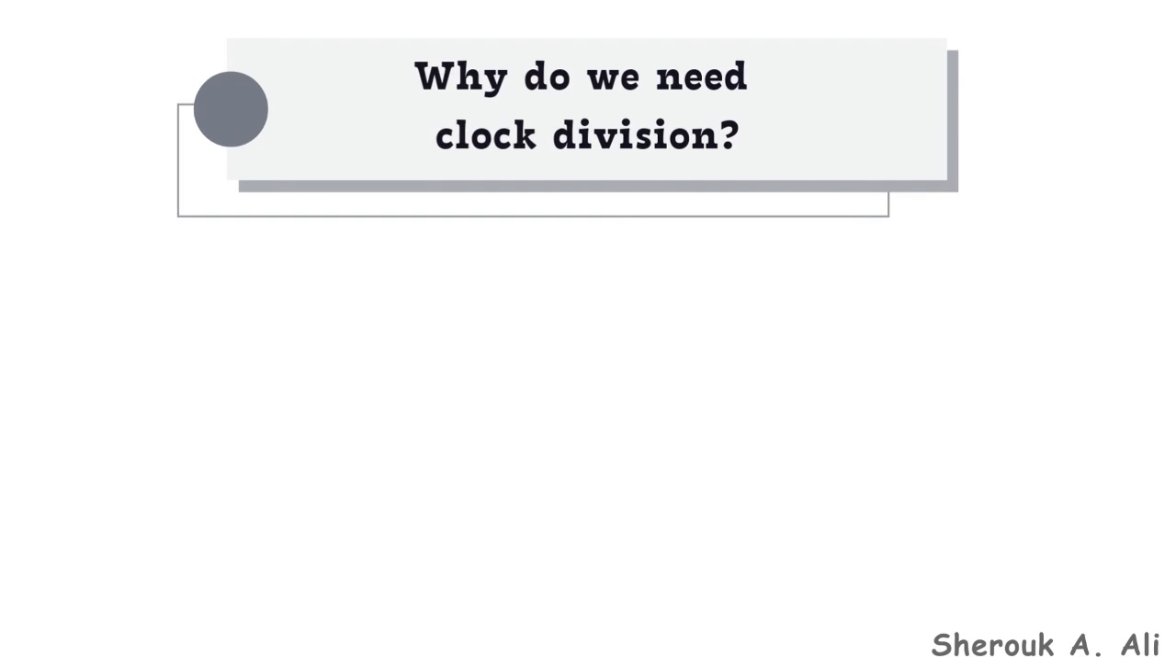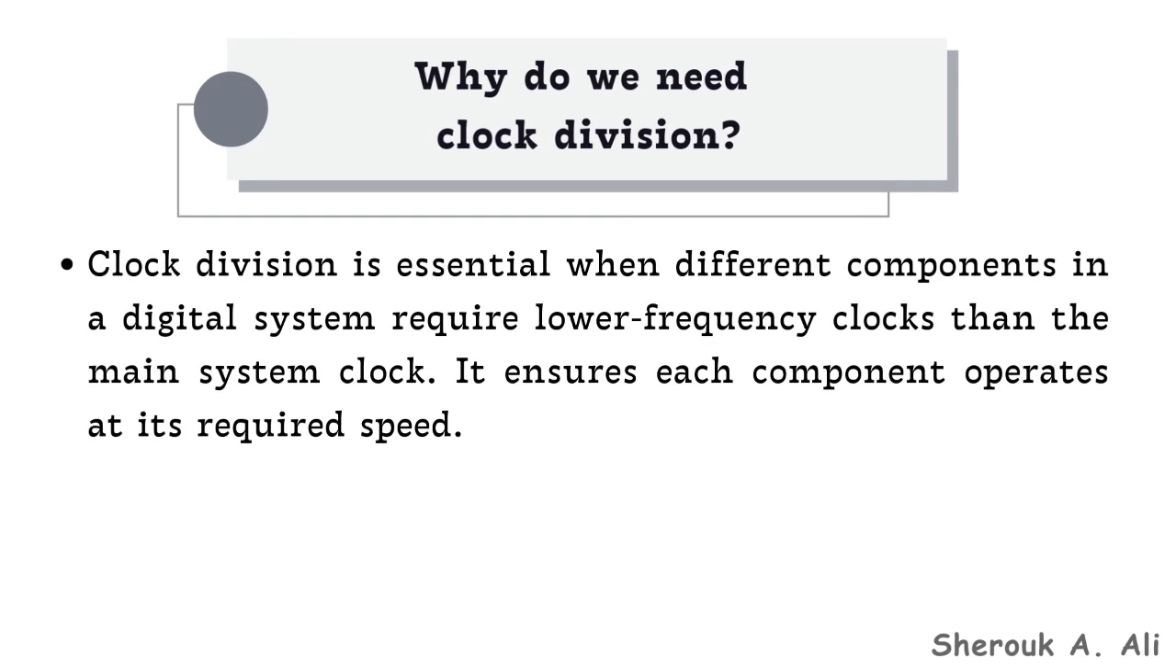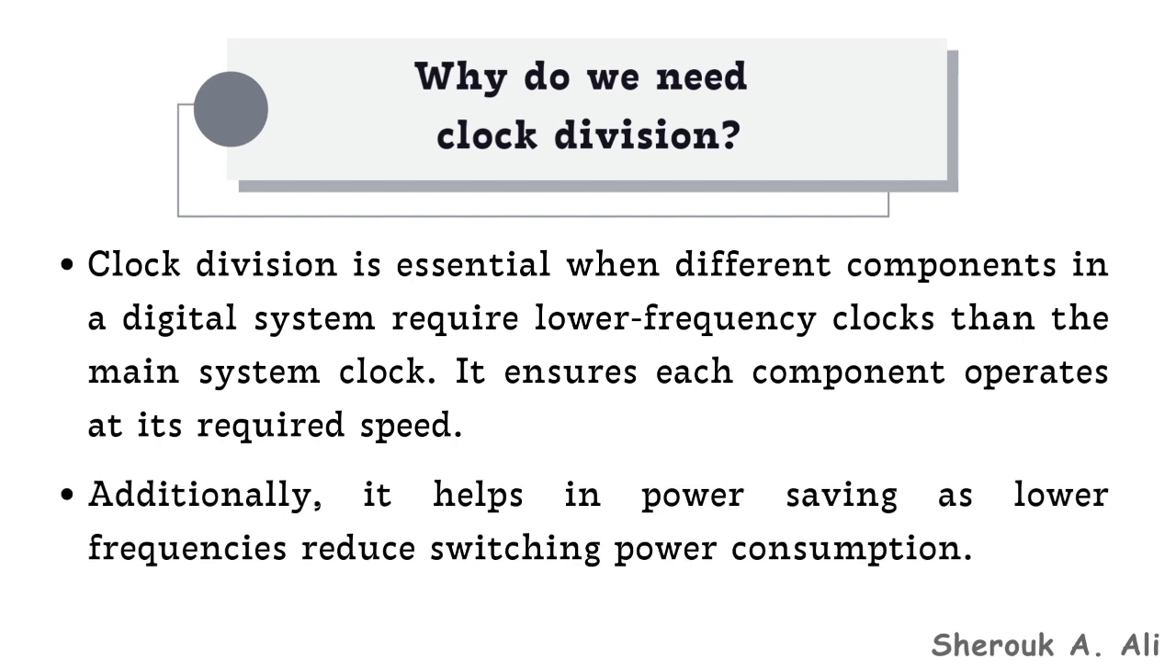Finally, let's explain why we need clock division. Clock division is essential when different components in a digital system require lower frequency clocks than the main system clock. It ensures each component operates at its required speed. Additionally, it helps in power saving as lower frequencies reduce switching power consumption.